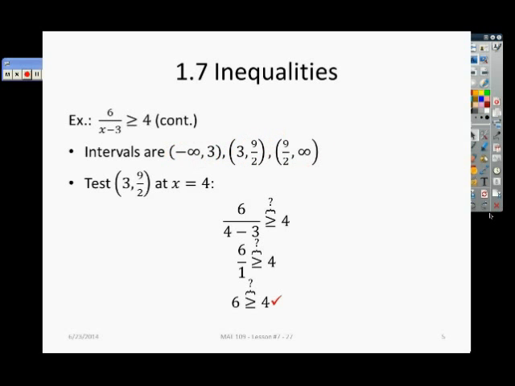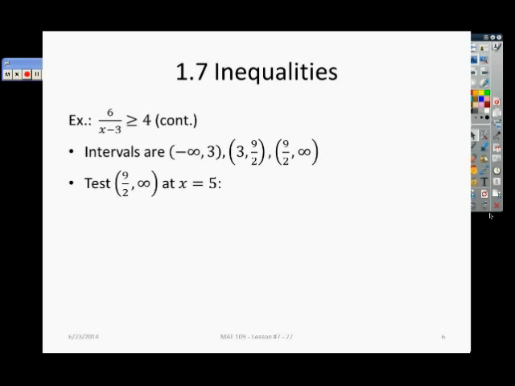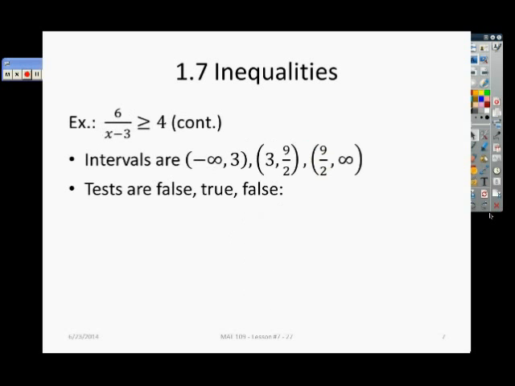Now we're going to check this last interval. From 9 halves to infinity, the easiest number to use is x equals 5, a whole number. Plug that in, and we get 3. 3 is not greater than or equal to 4. Therefore, the inequality is false within the interval 9 halves to infinity. We have shown that it's false here, true here, and false here.